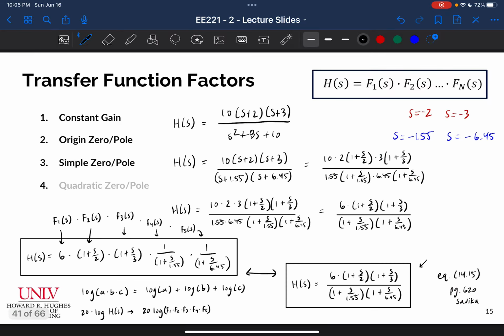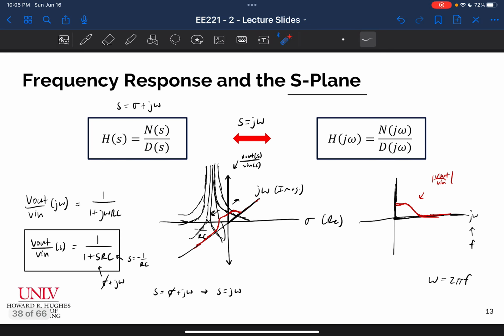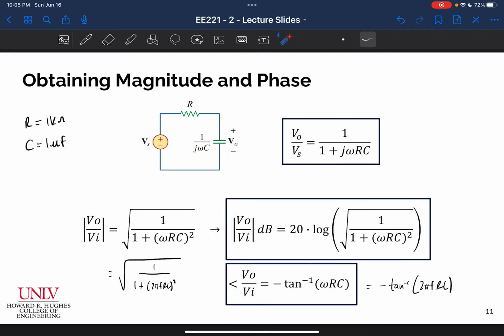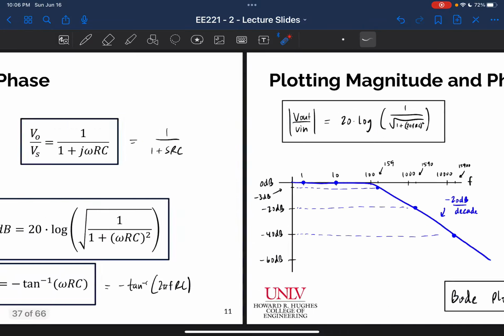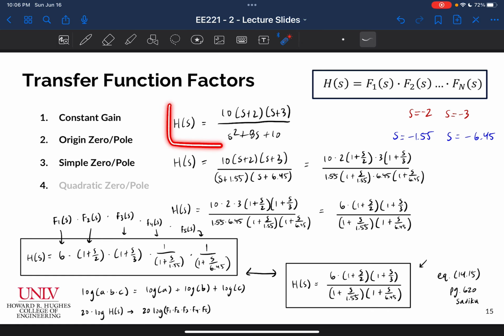So basically, I took this transfer function, which is a transfer function of s, which is significantly more complicated than what we analyzed back here, right? Back here, we had this very simple transfer function, which was 1 over 1 plus j omega RC, which you could rewrite as 1 over 1 plus sRC, and that was my entire transfer function. But now I have a much more complicated transfer function, this one right here.